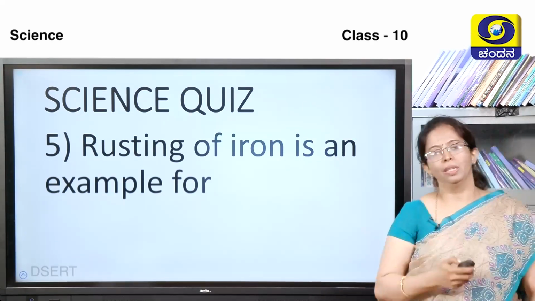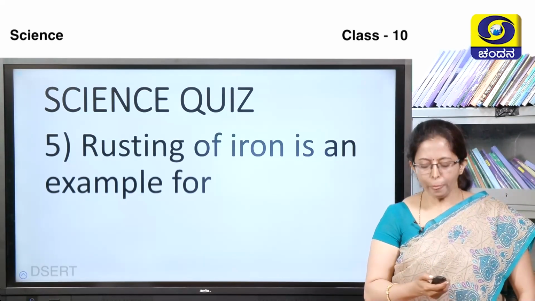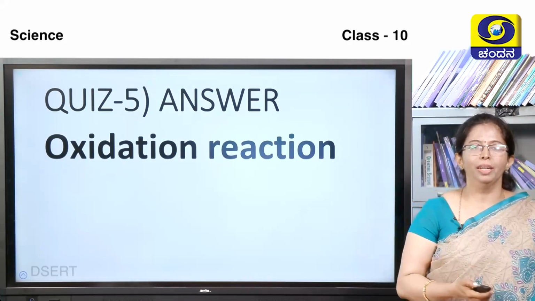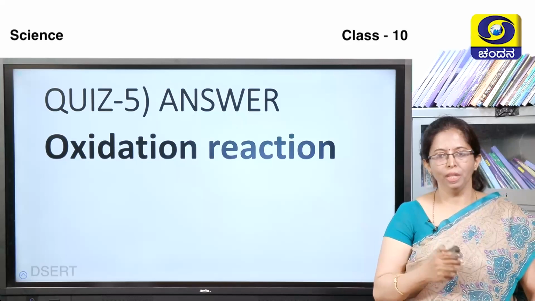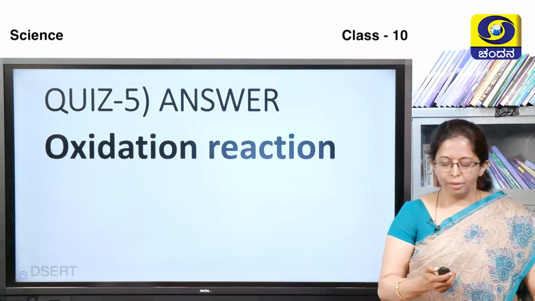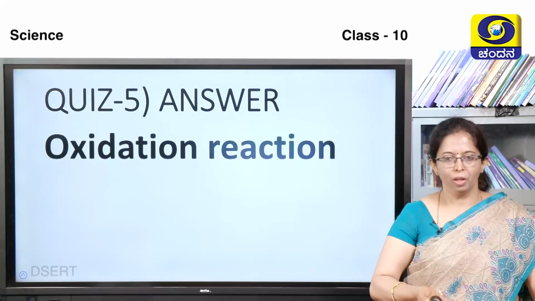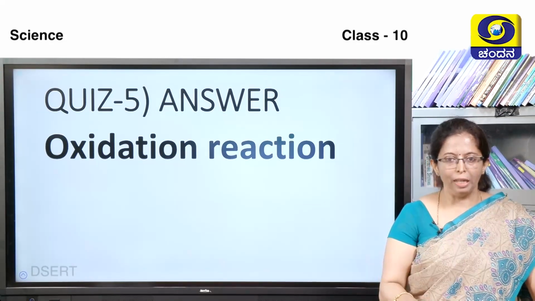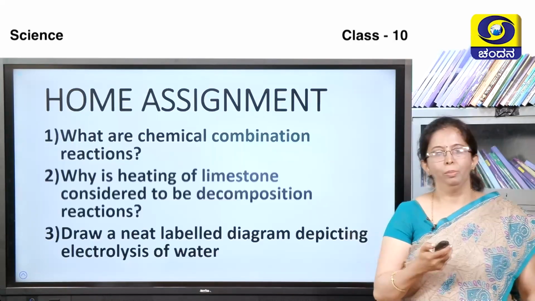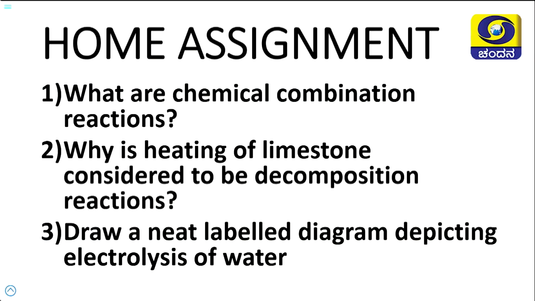Rusting of iron is an example for. Yeah, absolutely correct. Your answer is oxidation reaction. Usually iron reacts with atmospheric oxygen or moist air, water vapor, to form a coating of iron oxide. Moving on to the next part, that is home assignment.